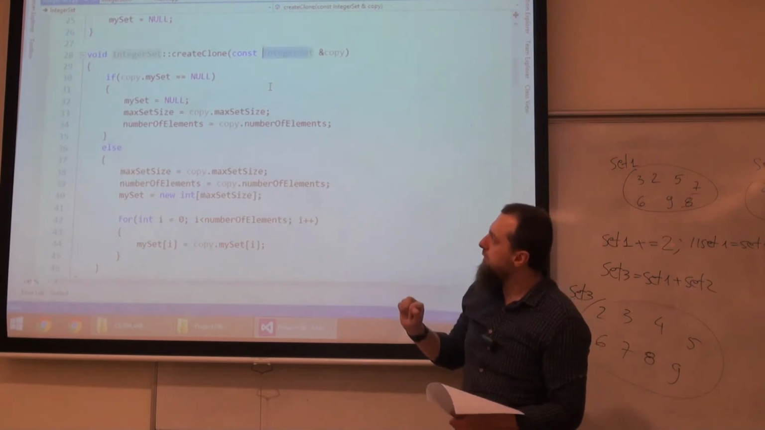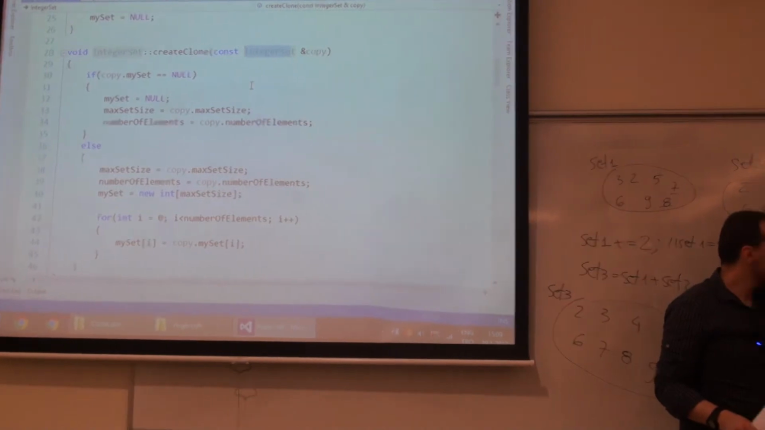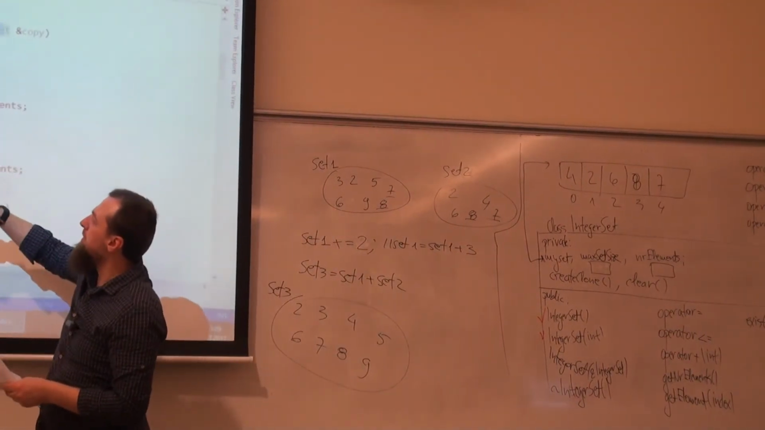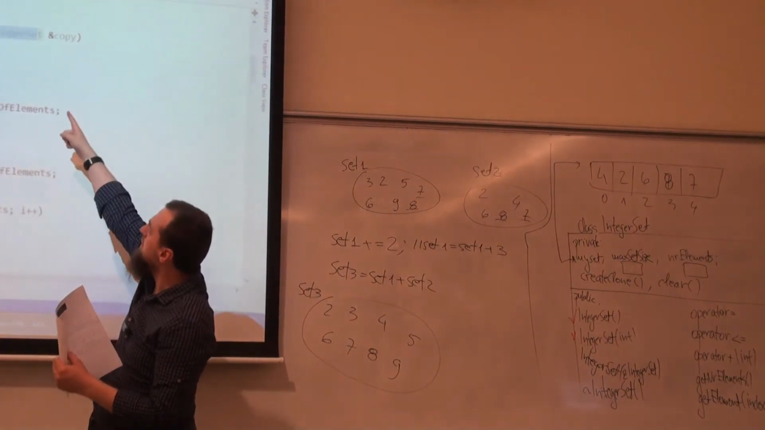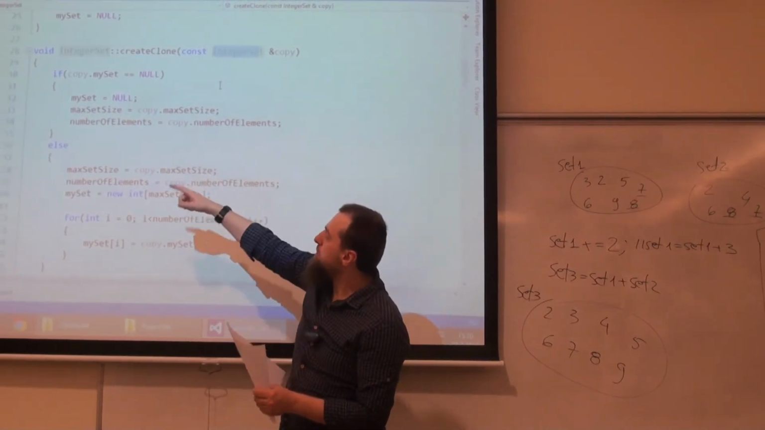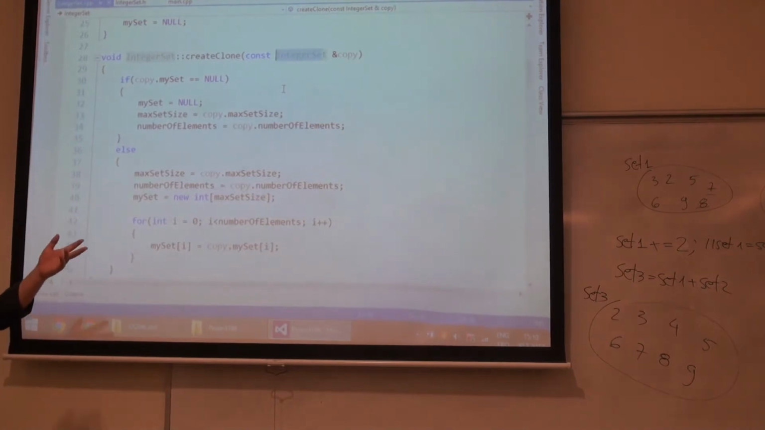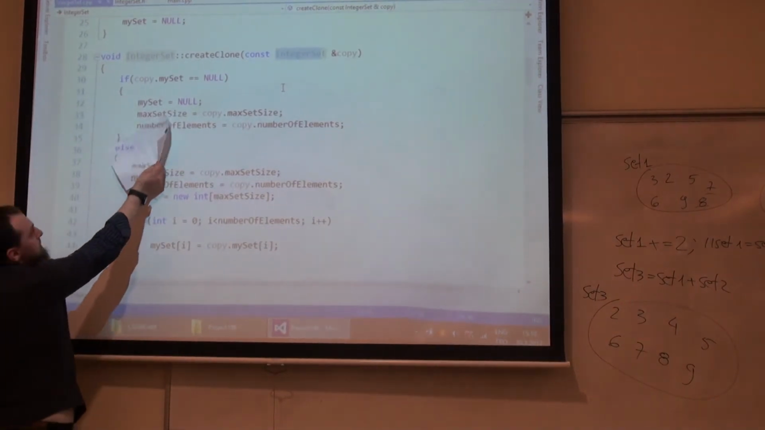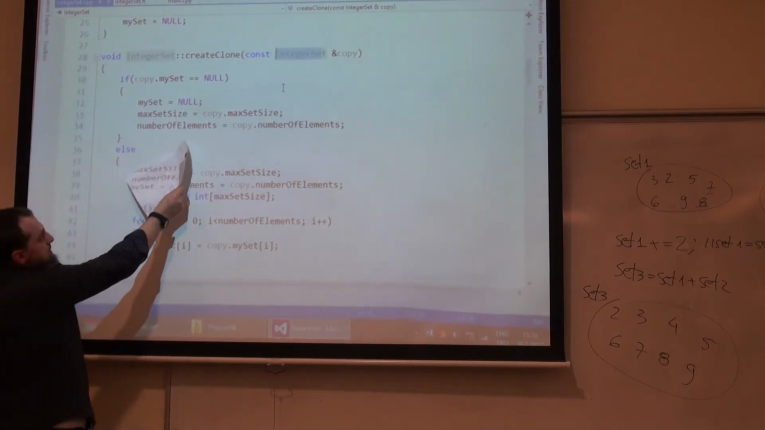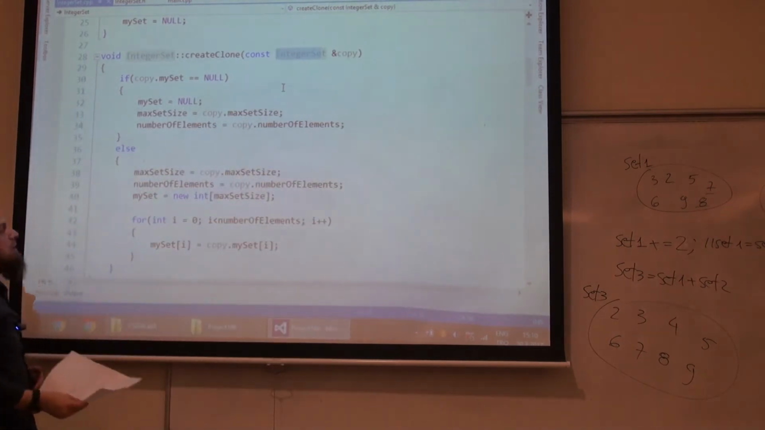What am I doing? Firstly, let's say I'm the object that is calling this create clone function, and it takes the copy as parameter. Okay. What I do is the following. If copy my set is equal to null, then I do the following. My set is null, meaning I don't have any array. Maximum set size is the maximum set size of that guy. Number of elements is equal to copy number of elements.